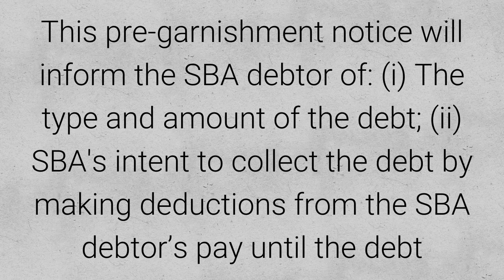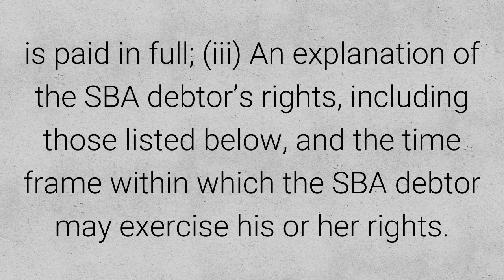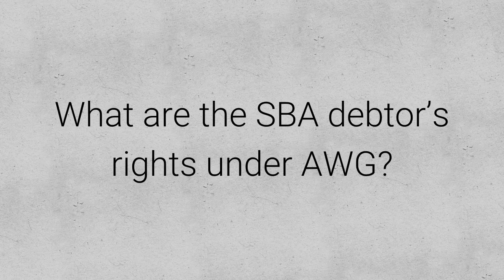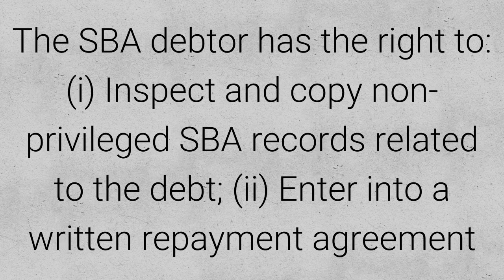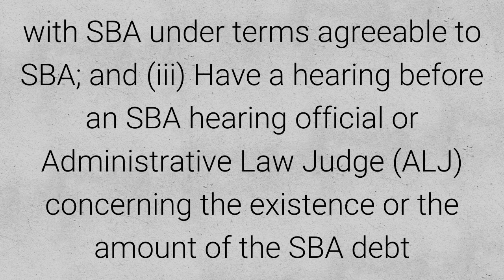What notice must the SBA give before beginning an administrative wage garnishment? 1. SBA will send a written notice by first-class mail to the SBA debtor's last known address at least 30 days before initiating garnishment. This pre-garnishment notice will inform the SBA debtor of the type and amount of the debt, SBA's intent to collect the debt by making deductions from the SBA debtor's pay until the debt is paid in full, an explanation of the debtor's rights, including those listed below, and the time frame within which the SBA debtor may exercise his or her rights.